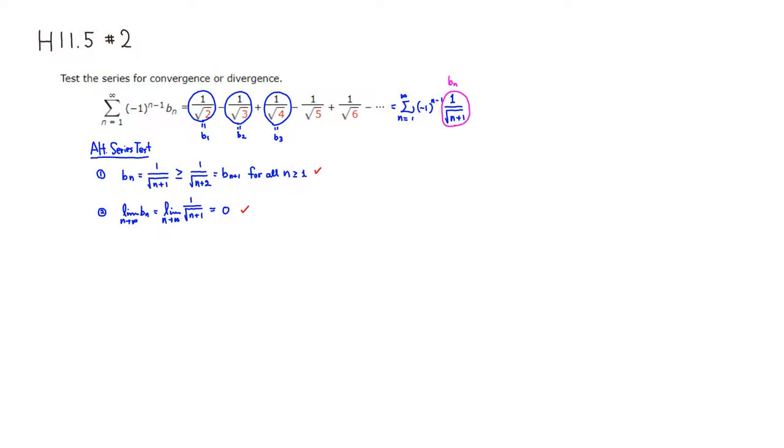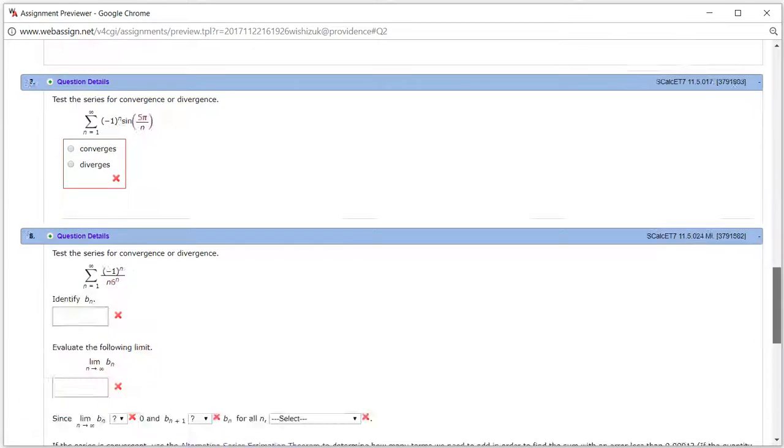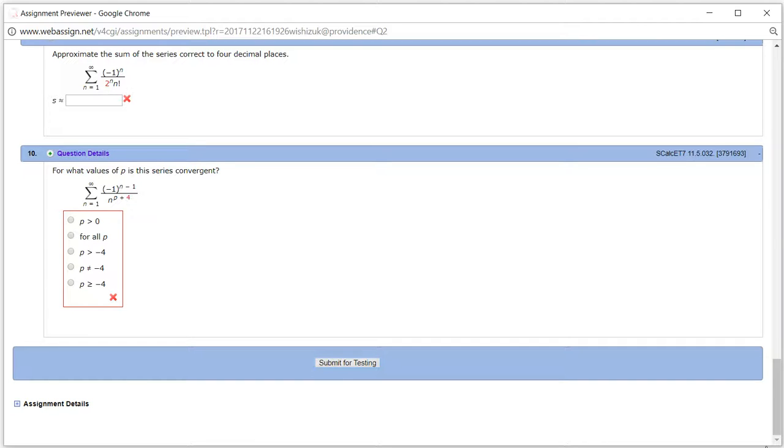So therefore, by the alternating series test, since both conditions are met, we know that the series in question converges. So let's type it in. This series is a convergent alternating series. So let's check submit for testing.